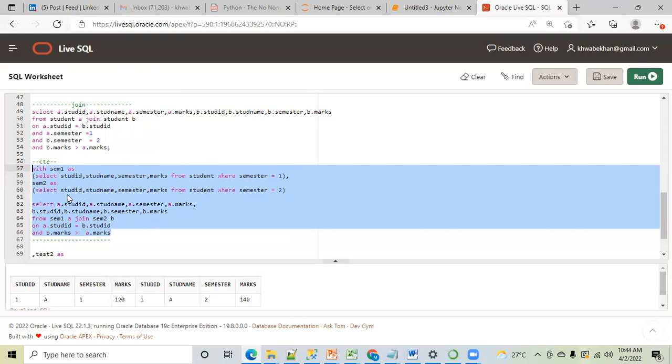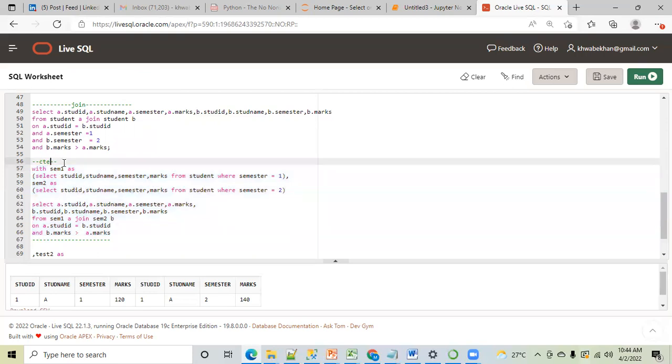Yeah, someone was asking a question. Please go ahead. So basically in CTE we have to first create the temporary table. Correct. What is the full form of CTE? Common table expression.